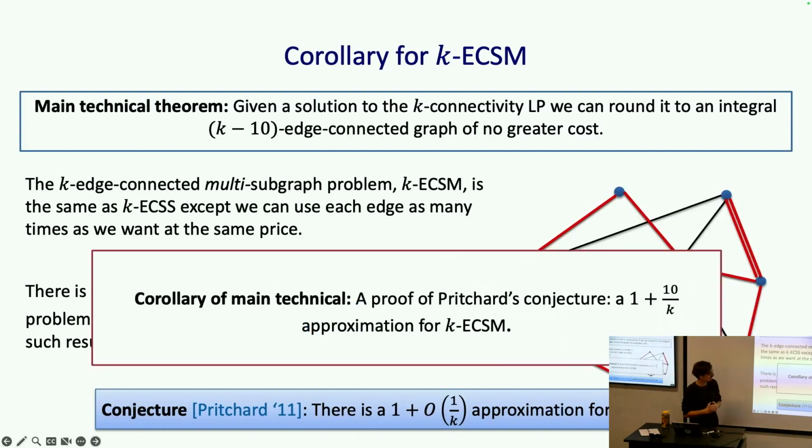And our main technical theorem immediately gives this as well. So it gives a 1 plus 10 over k approximation for this problem. And you might see kind of immediately how this can be done, right? So I start with some LP solution, which is k-edge connected. And now I'll take every edge, and I'll scale it up by a factor of 1 plus 10 over k. Now I have some fractional graph that's (k plus 10)-edge connected, because I've scaled everything up by this amount. And now I can apply my rounding theorem and get back a k-edge connected graph.